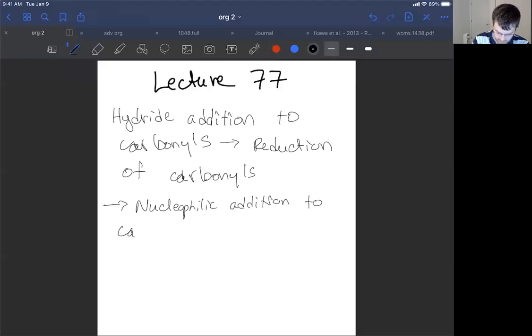Don't know if you can hear that. There's a baby crying in the background. Sorry about that. So nucleophilic addition to carbonyls, where the nucleophile here equals an H minus.